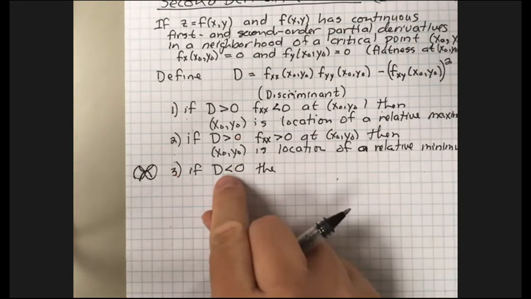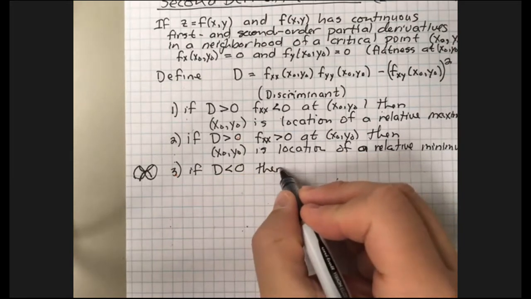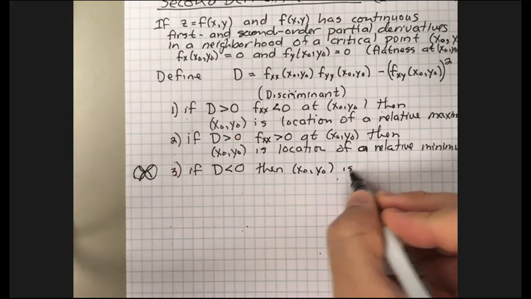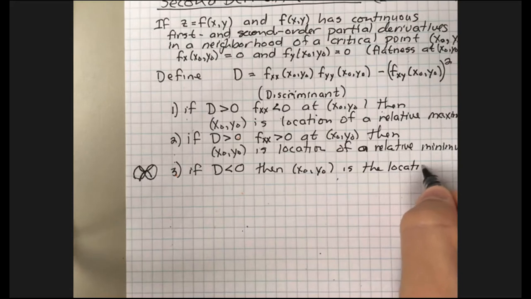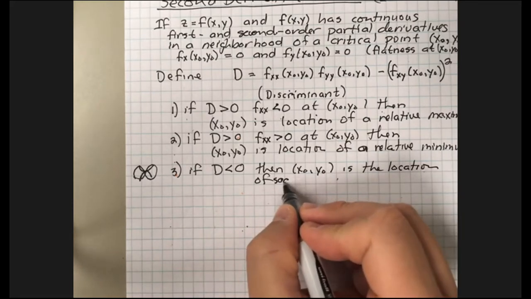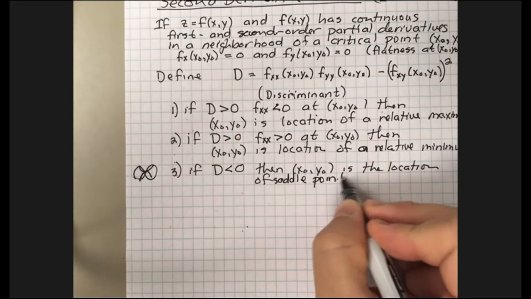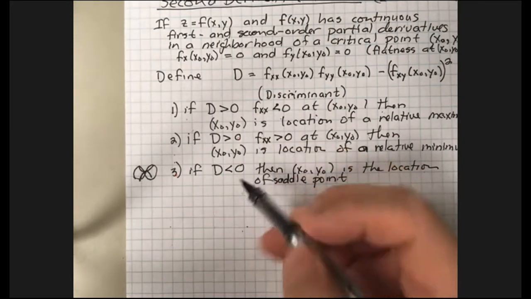As long as I don't have uniform bending, then I know I have a saddle point. So x naught, y naught is the location of a saddle point, which is good information as well. It's just not a min or max. But we got to go through all the cases, positive, negative.